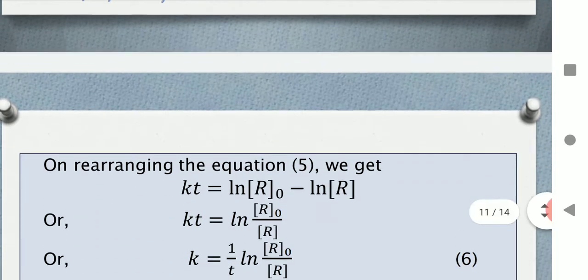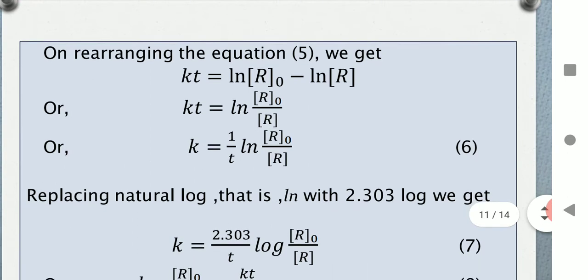Now rearrange equation 5 in such a manner that both the concentration terms are taken on one side of the equal to sign. Then we can write that equation as kt equal to ln R naught minus ln R, which can be written as kt equal to ln R naught upon R. And if we take time also on the same side where we have written the concentration terms, then we get an equation in terms of k, and it is k is equal to 1 by t ln R naught by R. That is, equation 6 is obtained.